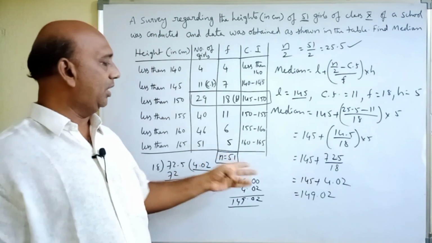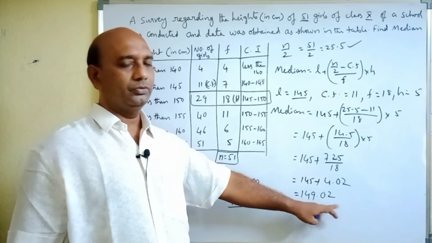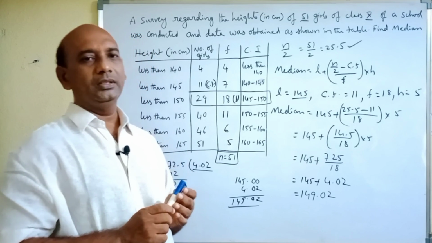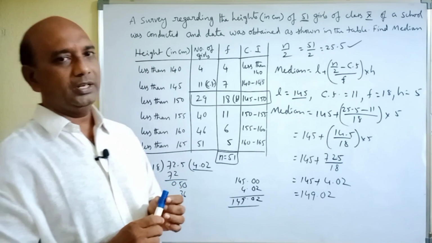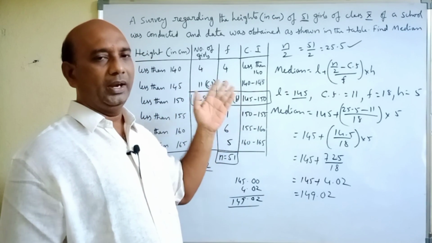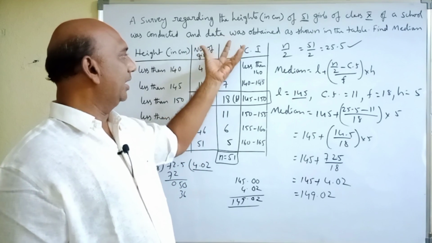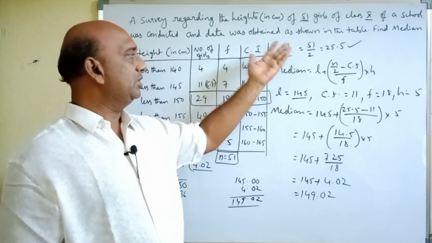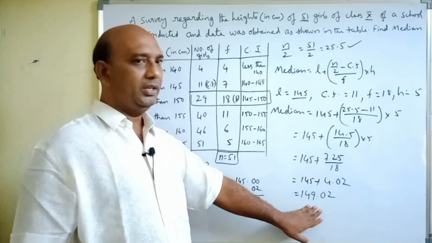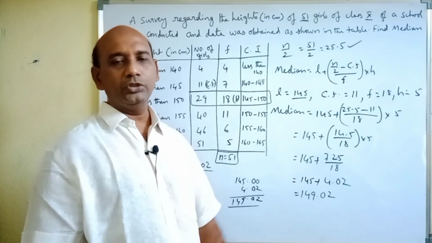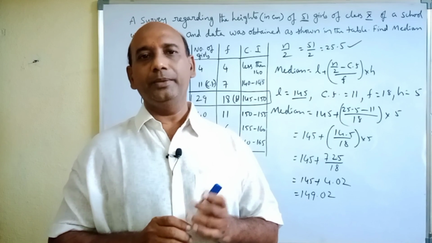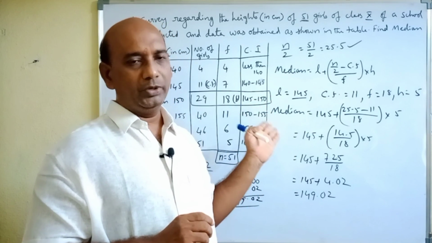So for this data, 149.02 is the median. So students, like this we will find the median of any given data, but identify what type of data is given and what you have to find, and then according to that write the required columns and write the values which are required for the formula, and then simplify that, and you will get the required median. So students, I think you all have understood the process of finding the median of the given grouped data.